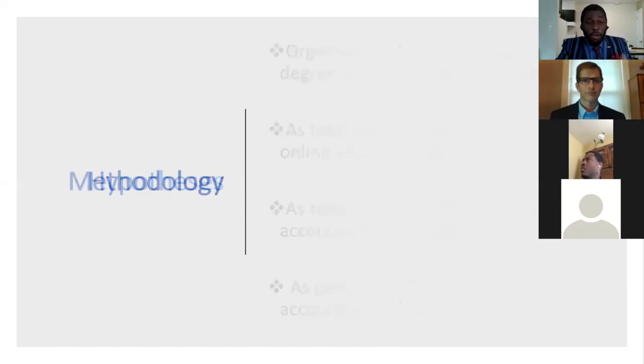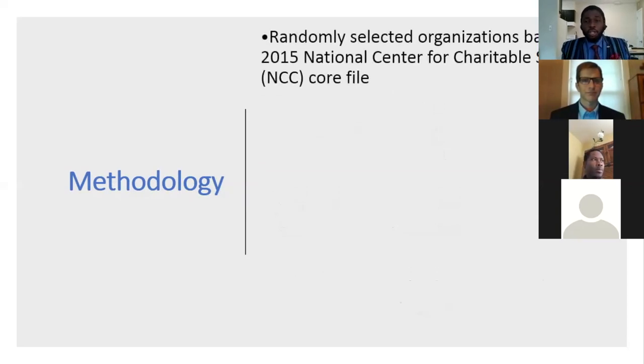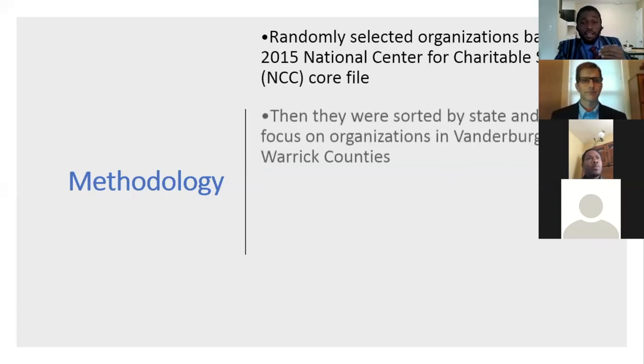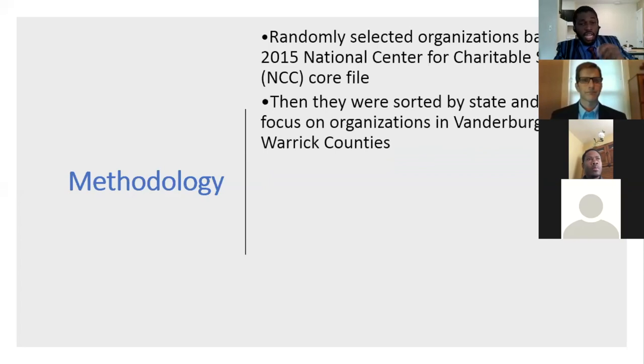Now, how did I collect my data? How did I gather the data and how did I analyze them? So I first downloaded the National Center for Charitable Statistics core file, 2015. And this core file comes with a list of millions of nonprofit organizations across the United States with all the information you might need regarding those organizations. And then I proceeded and selected strategically organizations only in the state of Indiana because my study is focusing on those two counties in southern Indiana, Vanderburgh and Warrick counties.